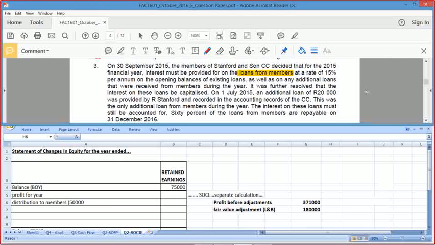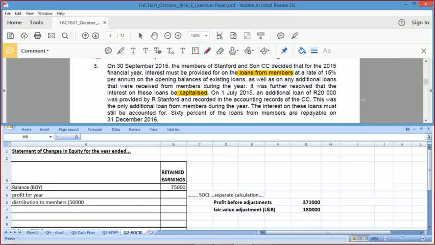As well as on additional loans that were received from members during the year. It was further resolved that the interest on these loans be capitalized. What does that mean? Capitalized means added to the balance. So if I've got a loan, the loan amount is going to get bigger because you're adding interest to the principal. On the 1st of July 2015, an additional loan of 20,000 was provided by R. Stanford and recorded in the accounting records of the CC.